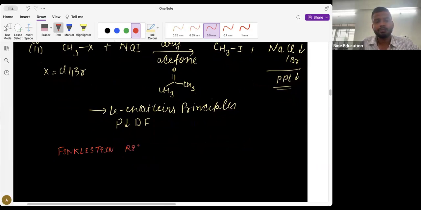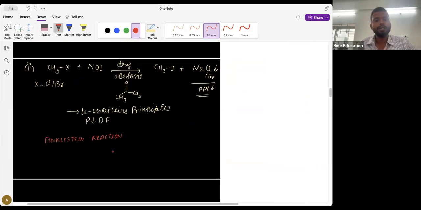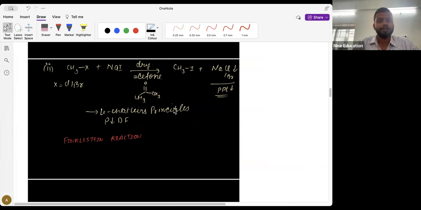फिनक्लेस्टीन रिएक्शन कहते हैं हम लोग इसको. This reaction is called Finkelstein reaction. Always remember, in Finkelstein reaction we use NaI in dry acetone. ठीक है? तो इसके बाद हम लोग करेंगे next reaction.